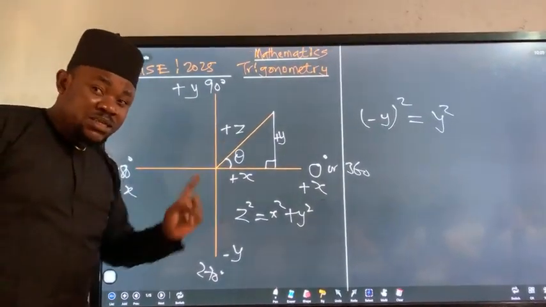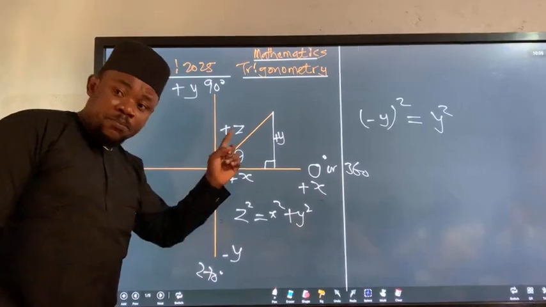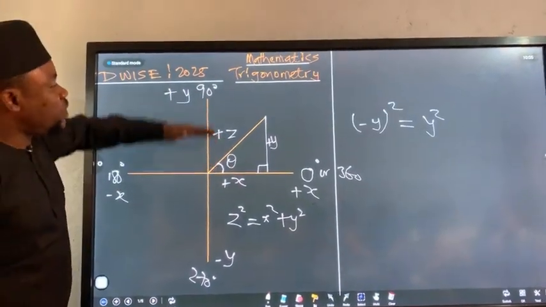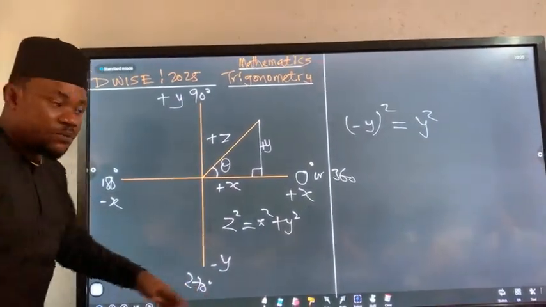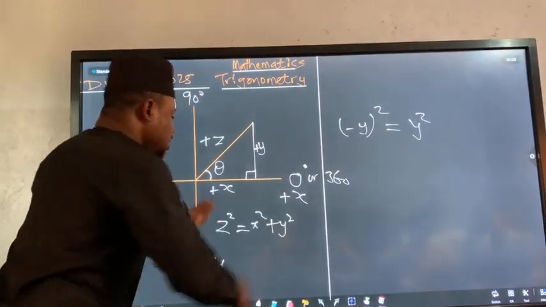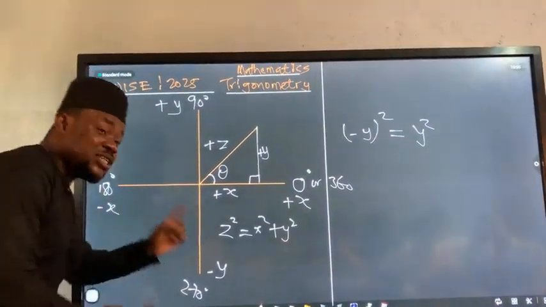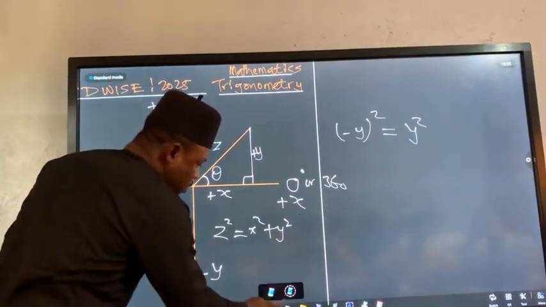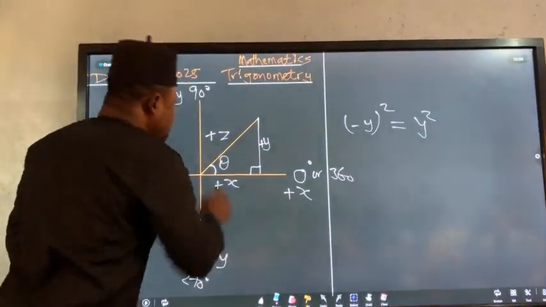Do you get what I'm saying? Z is always positive. But y is positive up and negative down. X is positive to the right and negative to the left. But z is always positive. Very well, so we've sorted that out.